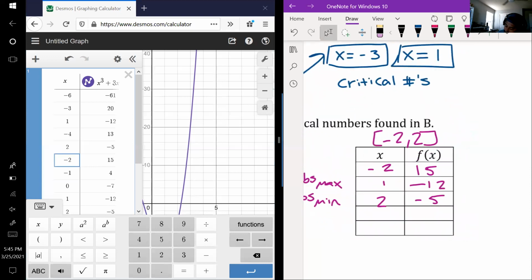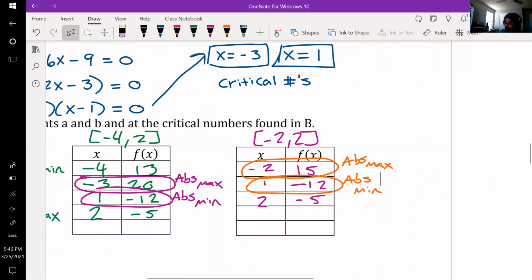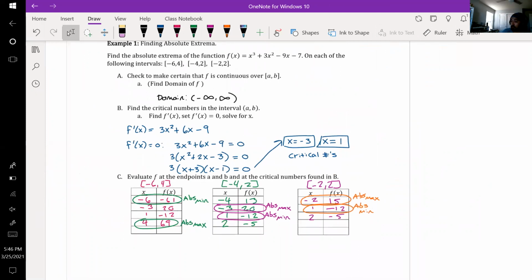Okay. Now, who's the smallest y value? -12. There's absolute min. And the largest y value? 15. There's my absolute max. Okay. And that's how you find absolute maximums and minimums. You'll be given an interval, you'll find the critical numbers, and you will plug the critical numbers and the endpoints of the interval to find your absolute maximums and minimums.